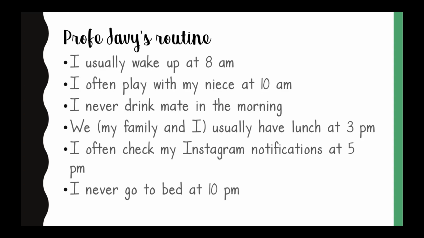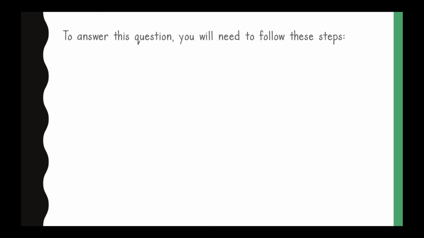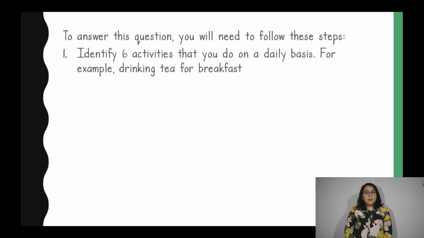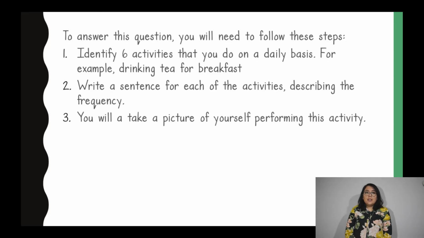This is the challenge. Now let's see the steps for this. To answer the question for this challenge, you will need to follow these steps. Number 1. Identify 6 activities that you perform on a daily basis. For example, drinking tea at breakfast. Number 2. Write a sentence for each of these activities describing the frequency. Number 3. You will take a picture performing this activity.